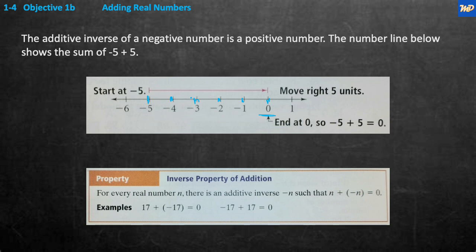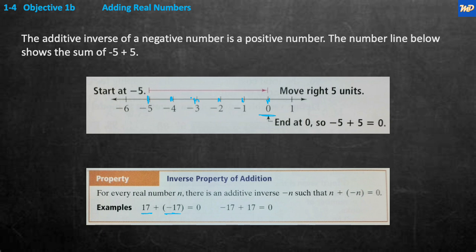How about another property here? The inverse property of addition. For every real number n, there is an additive inverse, so negative n, such that n plus negative n is equal to 0. Example, 17 plus negative 17 is equal to 0 right here. 17 plus negative 17 is 0. How about negative 17 plus 17 is 0?